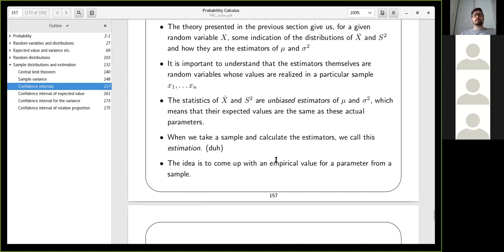When we calculate these estimators, we call this estimation. So we want to estimate parameters of a distribution. We could estimate other parameters, but in this course, we only focus on these two, the variance and the expected value. And the idea is that you come up with an empirical value for a parameter from a sample. So it's an empirical value, meaning it's actually measured from the real world by taking a sample. And then we try to figure out whether this is the actual value, which we don't know.